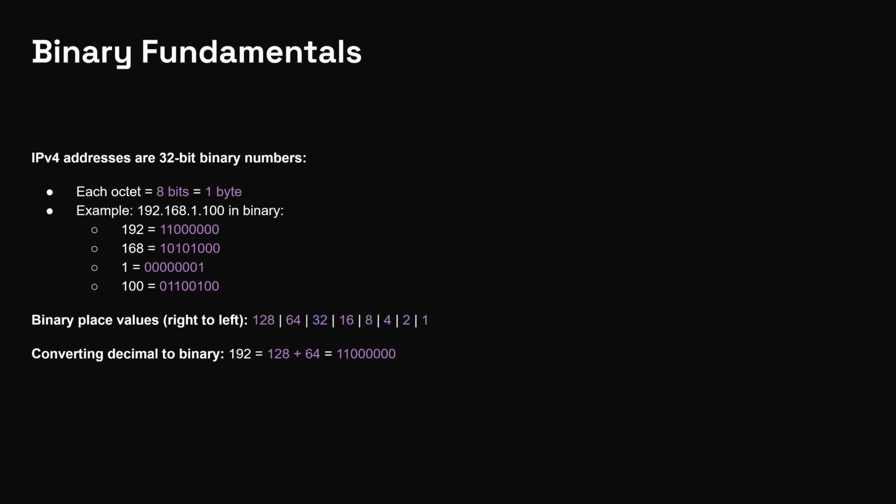Now, how binary places the values: a bit can be 0 or 1, and the leftmost bit will be 128, then you have 64, 32, 16, 8, 4, 2, 1. This will make more sense when we do our drawing examples and as you progress through the slides.